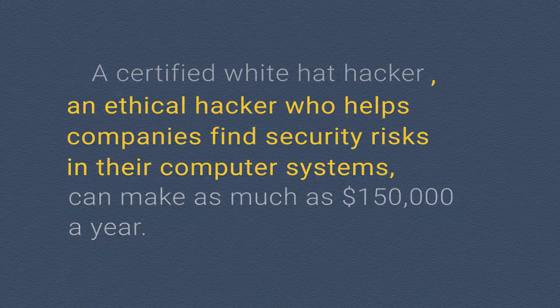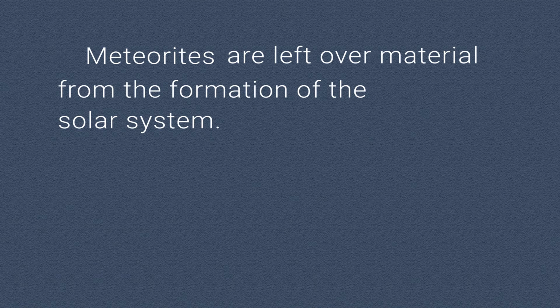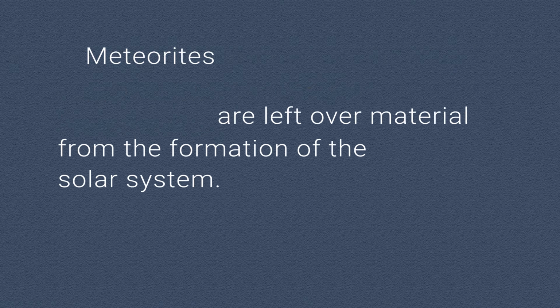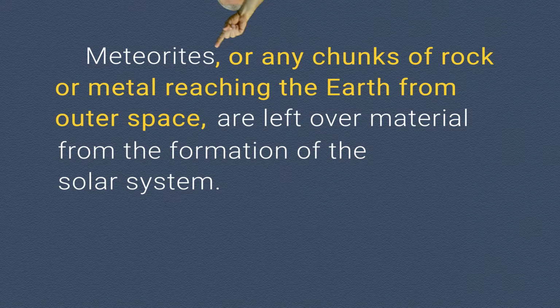take advantage of it. You may also see a word or an expression used as a transition. That's a signal that there's a definition or an explanation there. Meteorites are leftover material from the formation of the solar system. Perhaps some readers may not know exactly what meteorites are, so the author may use commas and the word or to signal the definition. It's as though the transition here is saying, hey, look, a definition is coming up here. Meteorites, or any chunks of rock or metal reaching the Earth from outer space, are leftover and so on.